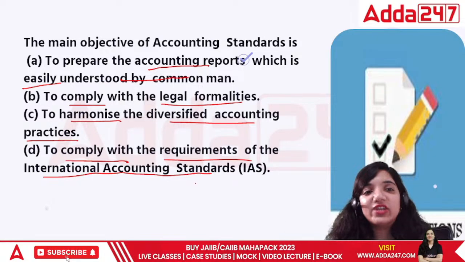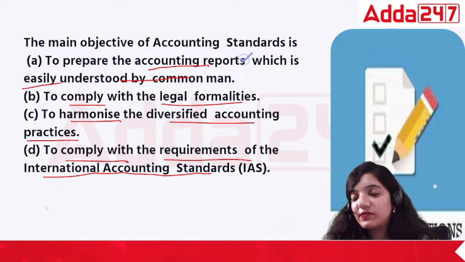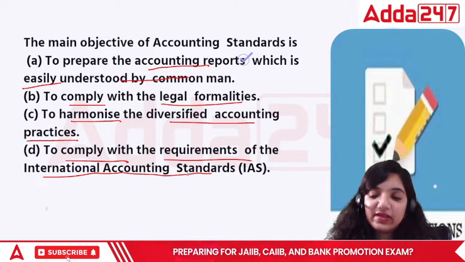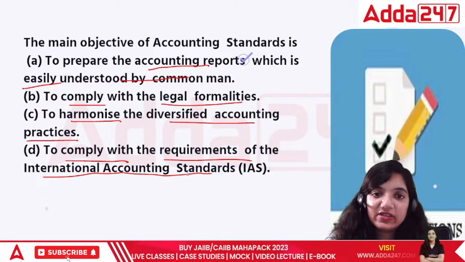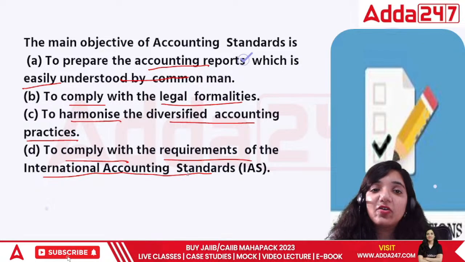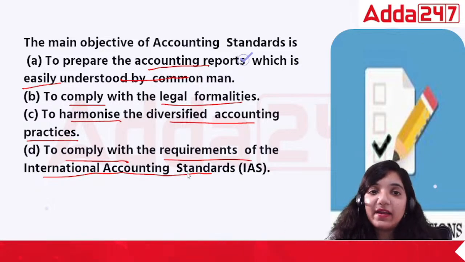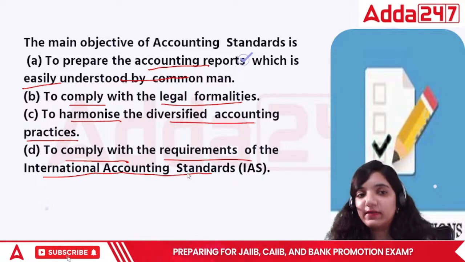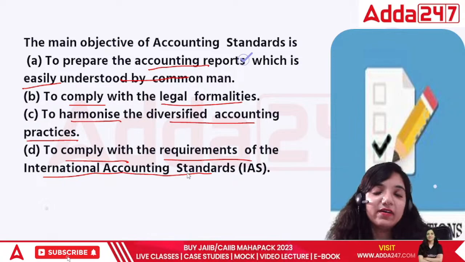The main objective: accounting standards were basically prepared to bring uniformity. Because I might be doing things in my way, you will be doing things in your way. But we have to sit together and talk now, because how will we compare our businesses? So basically, they wanted to have uniformity.